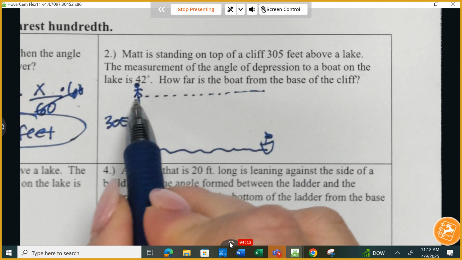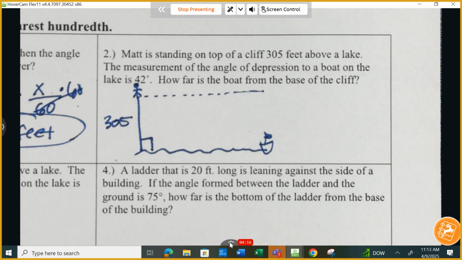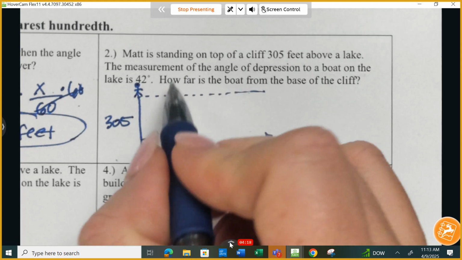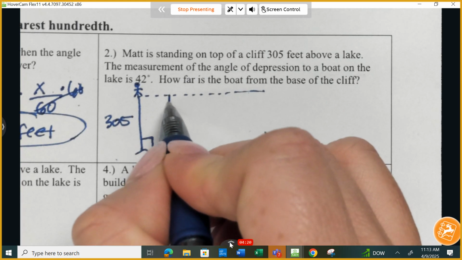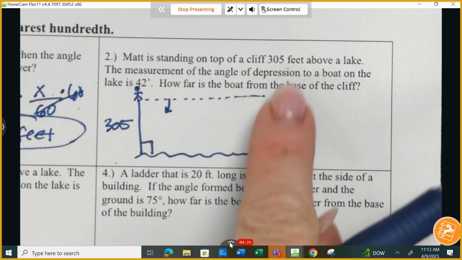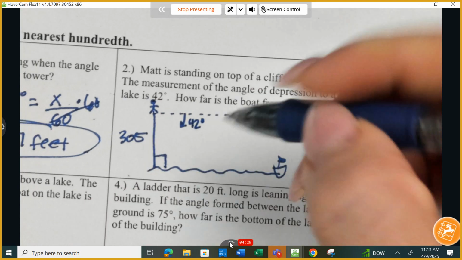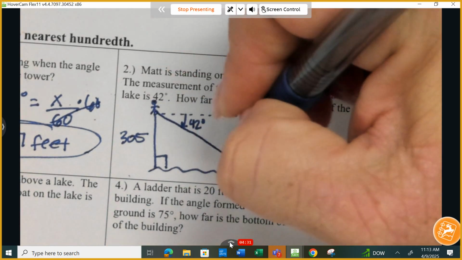So we're going to draw a line that is parallel. We normally would say to the ground, but in this case it's to the water. And depress means to push. So we're going to drop down from this line that is parallel to the bottom. We're going to drop down exactly 42 degrees. So this is 42 degrees. Now draw that triangle.